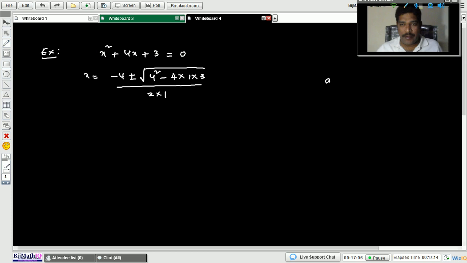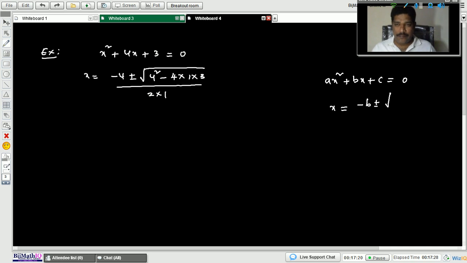What is the general form of the quadratic equation? ax square plus bx plus c is the general form of the quadratic equation. The solution of this quadratic equation is minus b plus or minus square root of b square minus 4ac, by 2a.